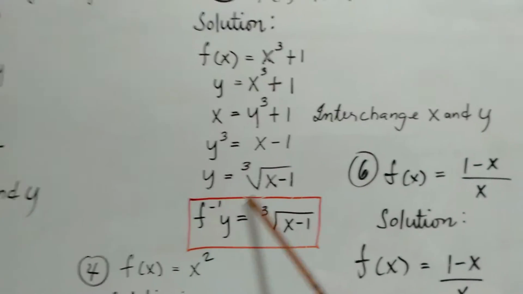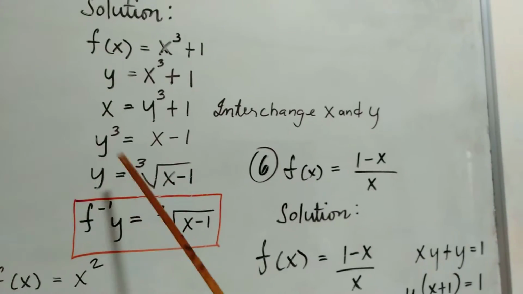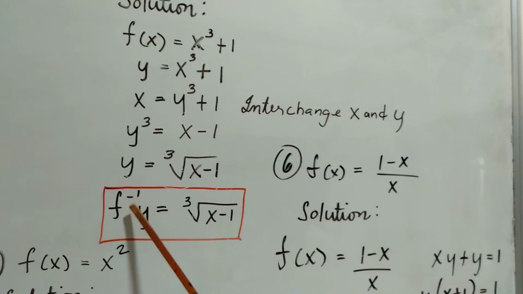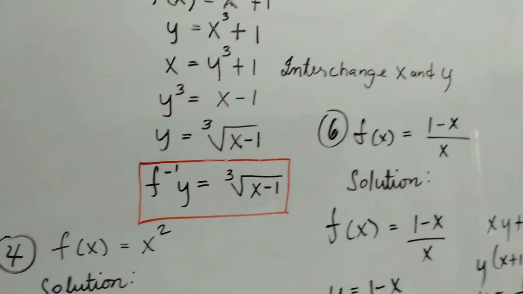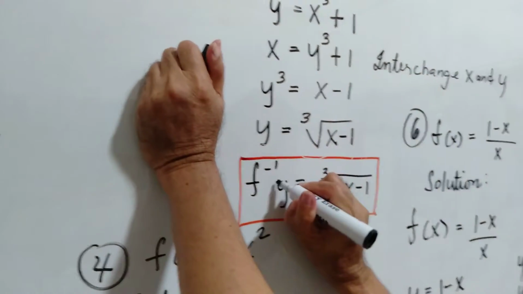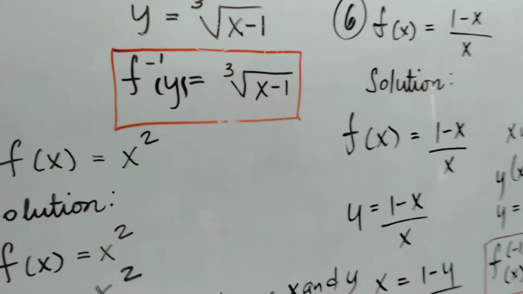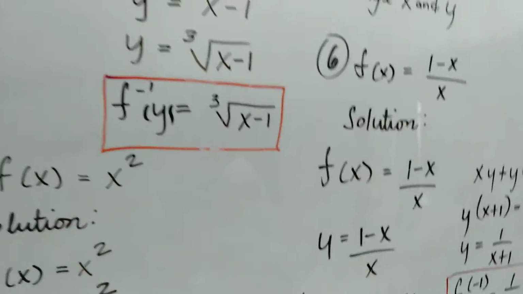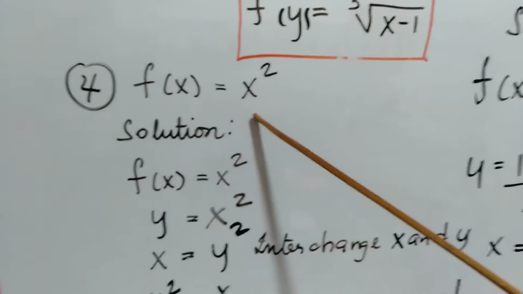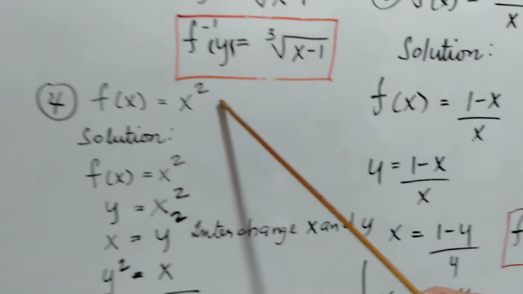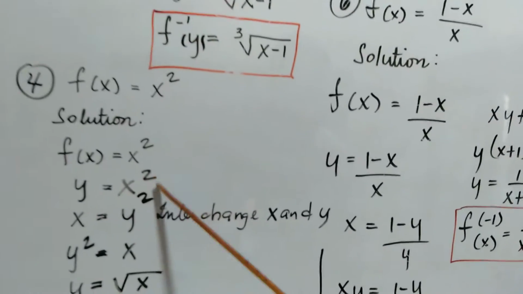So we just change this one, since this is the inverse of the given function. We just change this one to the inverse of the given function y. So the inverse of the given function y is equal to cube root of x minus 1. So for number 4, f of x is equal to x squared. So change this f of x to y, so y is equal to x squared.